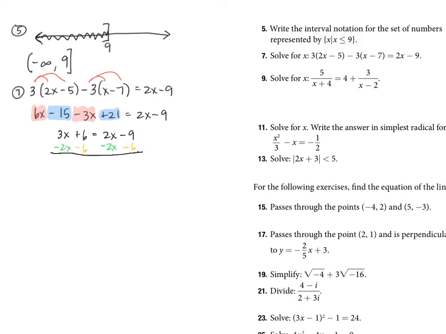So from that, we will see that the 6 and negative 6 cancel on the left. 2x and negative 2x cancel on the right. 3x minus 2x is x equals negative 9 minus 6 is negative 15. So x is negative 15.